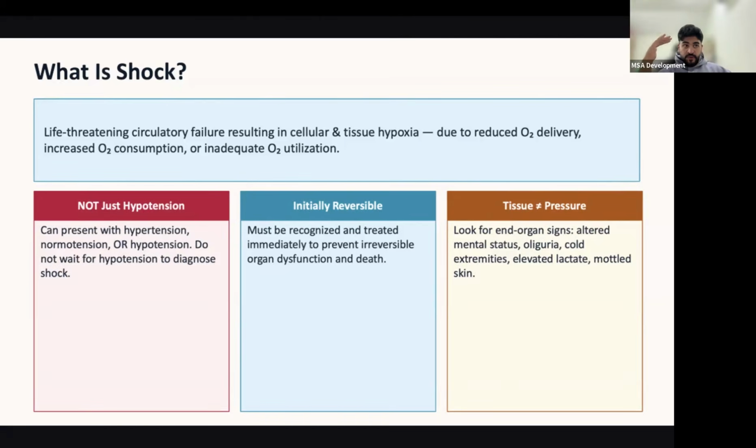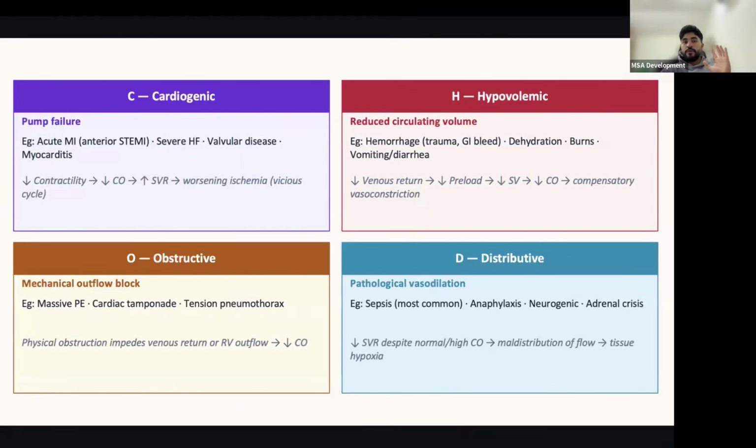However, if it goes to levels where you have organ dysfunction and sepsis, it could be irreversible. Okay, so that's something. Also, when someone is in shock, you have to look for signs of end organ damage, like altered mental status, oliguria, clammy skin, elevated lactate levels. All right, these are things you want to look for.